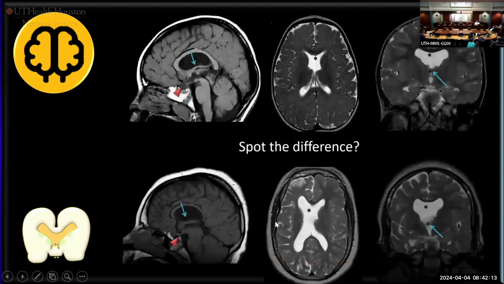So these two, if you can spot the differences between them, they look so similar. But this one that has a very small optic chiasm and does not have a fusion of the fornix, this is the medial type of septo-optic dysplasia. Very different disease. It's kind of a cousin of the holoprosencephaly.